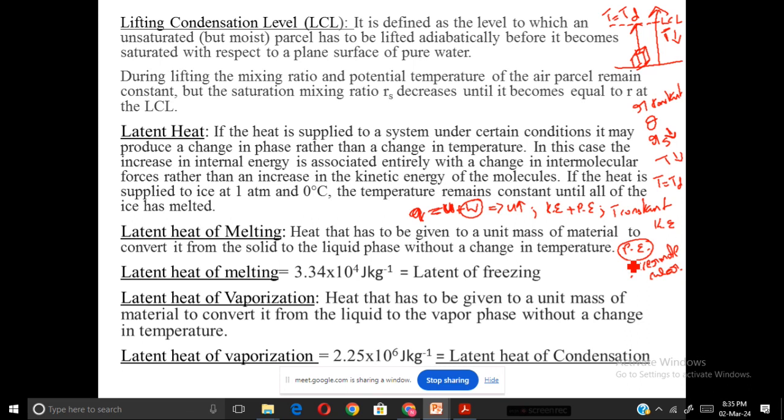So generally, if we are supplying heat to ice at a temperature of 0 degrees Celsius and at a pressure of 1 atmosphere, the temperature remains constant until all of the ice has melted, which is basically the melting point of water. So we have reached the melting point of water, which is 0 degrees Celsius, and we are supplying some heat to the water. Then instead of increasing the temperature of the water, what happens is that the water will start to solidify.